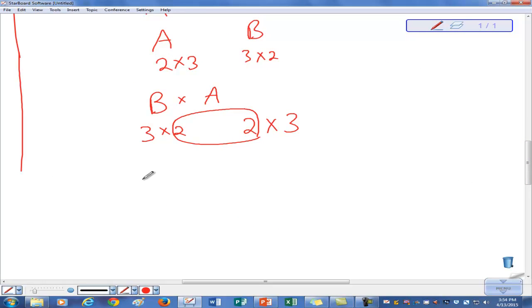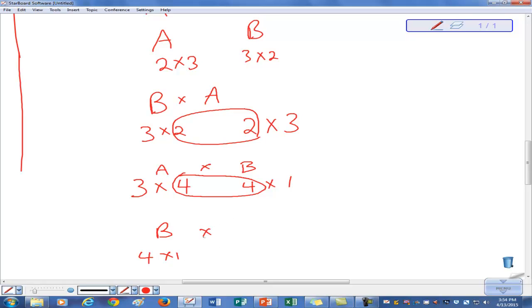But let's say matrix A was a 3 by 4, and let's say matrix B was a 4 by 1. Well, A times B would be okay because the number of columns in A matches the number of rows in B. But B times A, since B is a 4 by 1 and A is a 3 by 4, you can see that the number of columns in B does not match up with the number of rows in A, so we cannot multiply this.